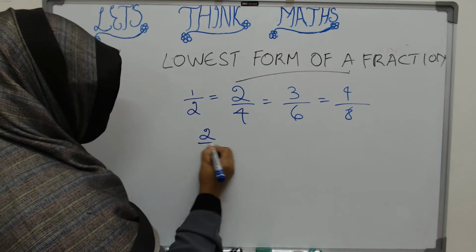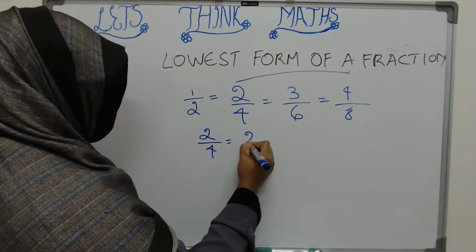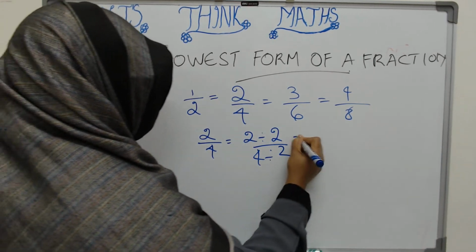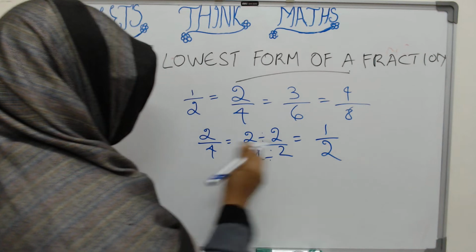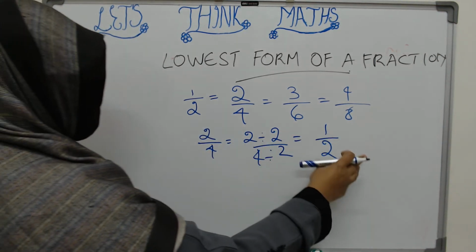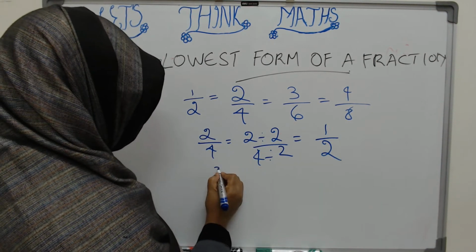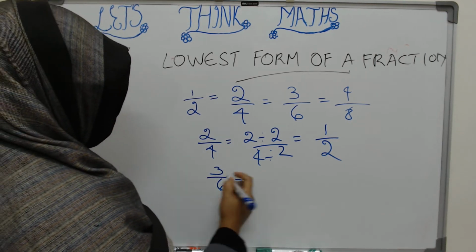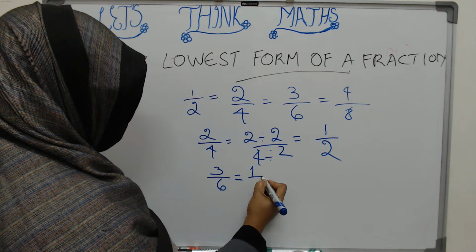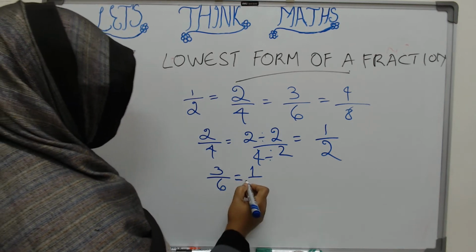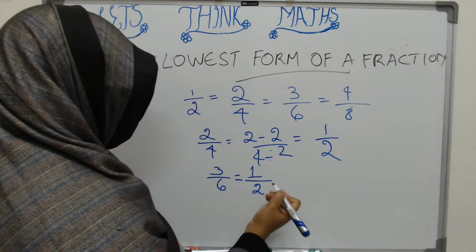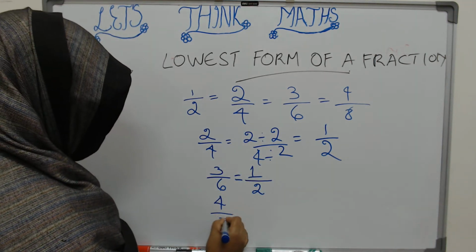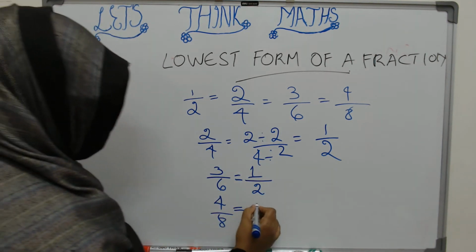And what about 2 by 4? You can divide both of them with 2. So there you go. Even though it is 2 by 4, its lowest term is 1 by 2. The same thing 3 by 6. You can divide both by 3. So 3 divided by 3 will be 1, and 6 divided by 3 will be 2, and next 4 by 8. The same thing, you can divide it by 4.